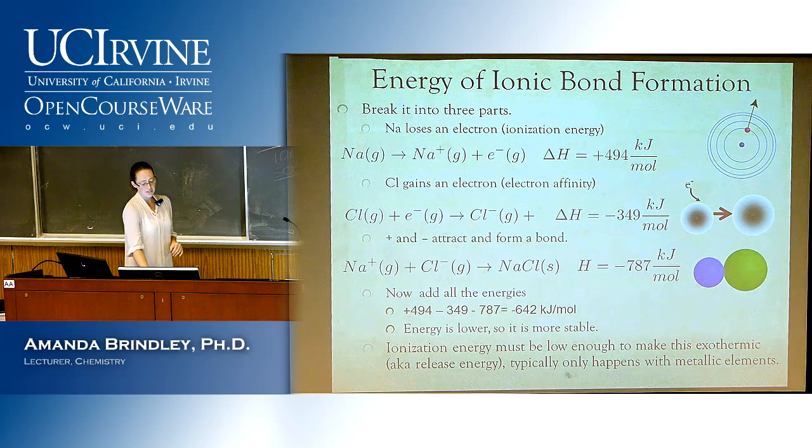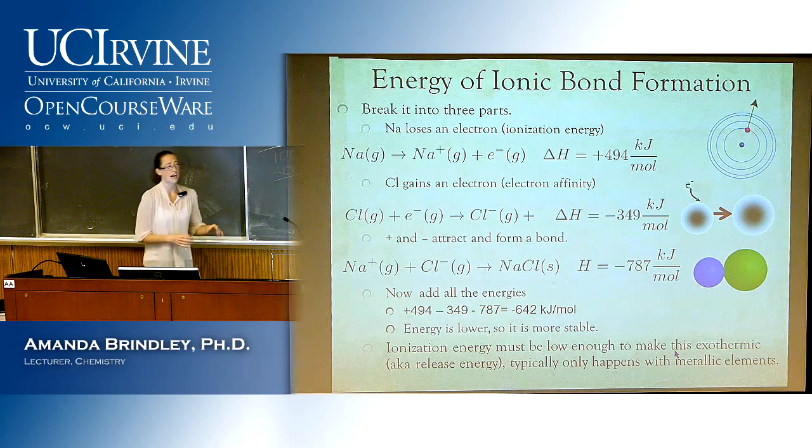Now, this goes into why we tend to only form ionic compounds with metals. Something needs to have a low enough ionization energy to actually be able to do this. If this is too high, it's going to overwhelm these. If this was like 2,000, then it wouldn't be exothermic anymore. When you add, these wouldn't be able to get it into the negative line. So because of this, it's typically just your metals, right?